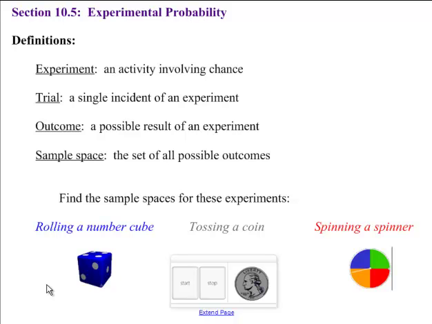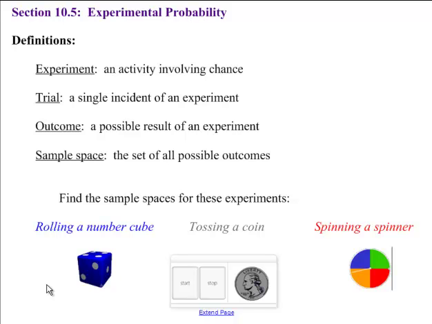Alright, the rest of Chapter 10 is all about something called probability, and today we're going to focus on experimental probability. So we have to define a couple words on this page and the next one. You need to know what the word experiment means. Just like in science class, it's some activity that we do involving a chance of something happening. A trial is an incident of that experiment.